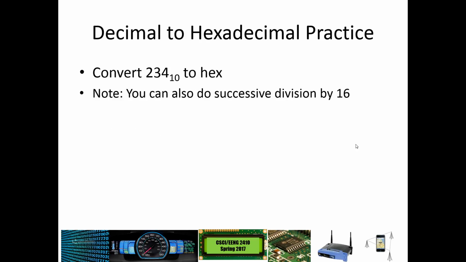So here's a good way. Go ahead and practice this and see what you can get. Convert 234 to hexadecimal.